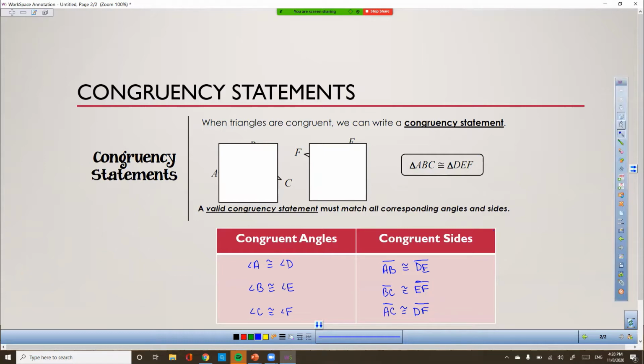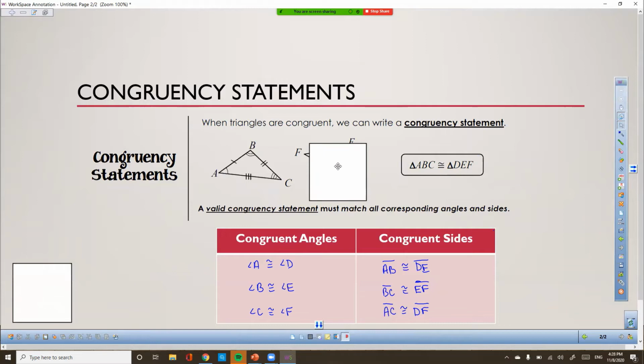And as you can see here, if I were to move what I use here to cover it, I can see that I'm correct because look, angle A is congruent to angle D. Angle B is congruent to angle E, and angle C is congruent to angle F. Same thing with my sides.